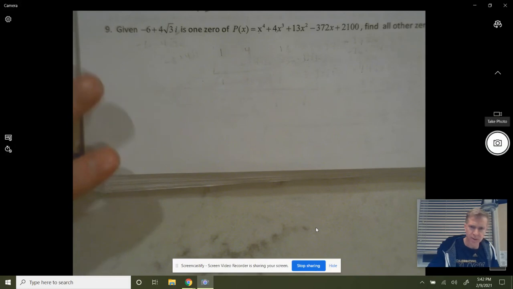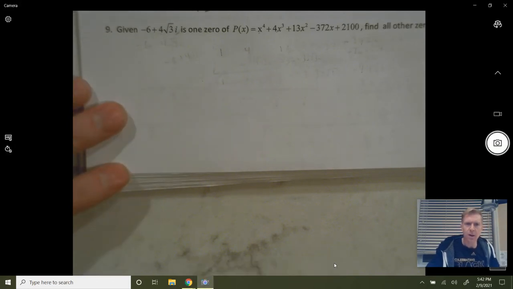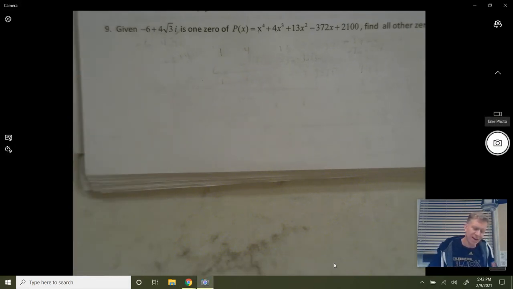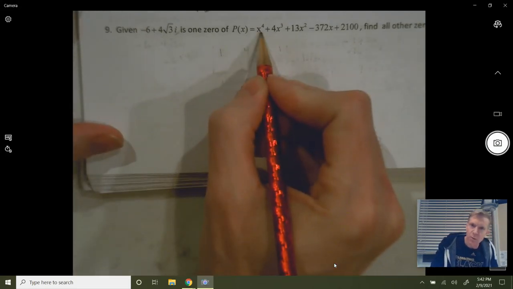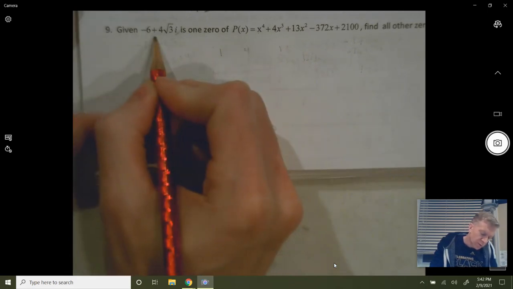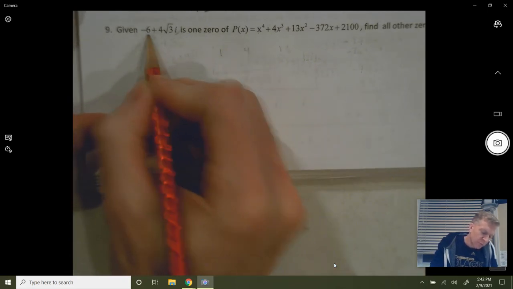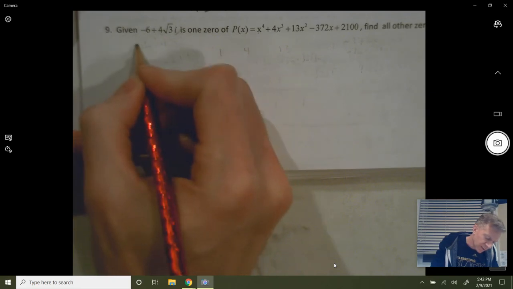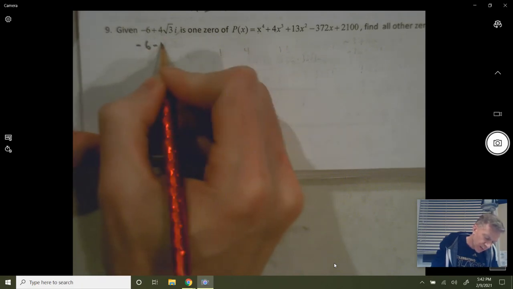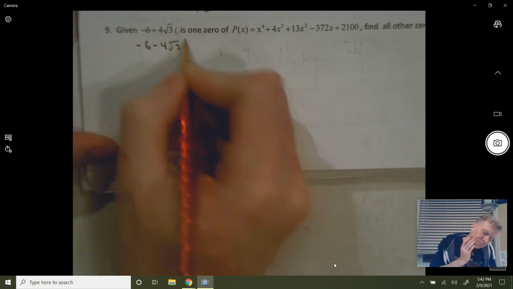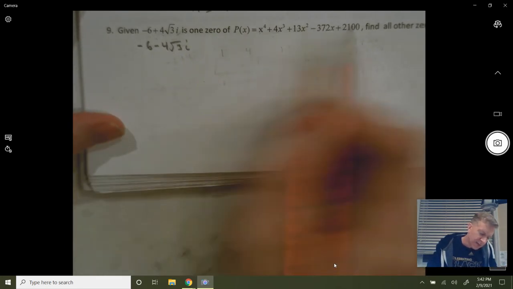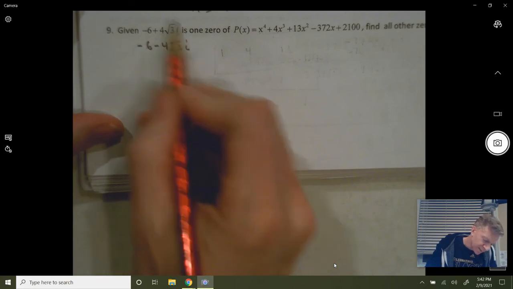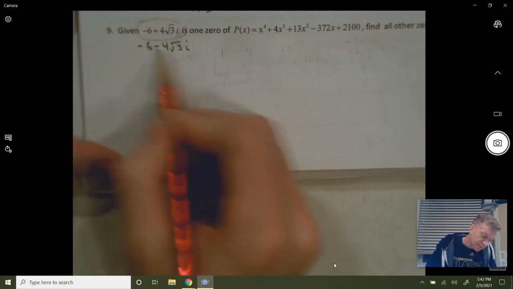All right, the last one on this page, number 9. We're going to go through this. These numbers are a little bit messy, but it's kind of neat how it works out. We get this polynomial, which is a quartic. We know that one of our zeros is negative 6 plus 4 rad 3i, so the other one is going to be negative 6 minus 4 rad 3i. So our factors to divide by are x minus this thing, and then x minus this thing.